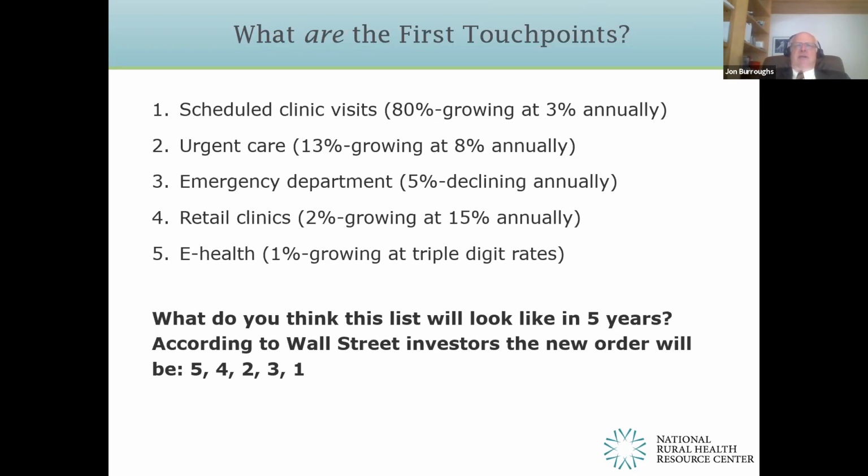Retail clinics are growing at 15% annually. Emergency departments are declining annually. Urgent care is growing annually. And scheduled clinic visits are growing annually, but not nearly as quickly as retail clinics and e-health visits. So understand that the whole nature of your interaction with people in a rural setting is going to change.